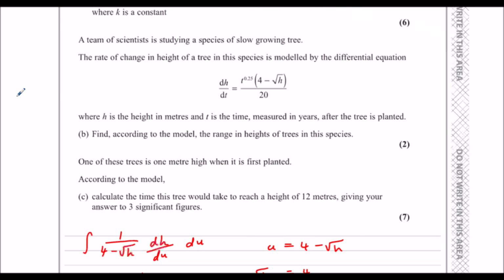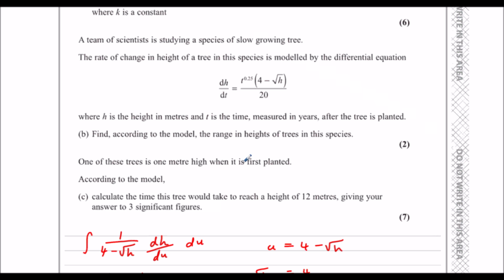So a team of scientists is studying a species of slow-growing tree. The rate of change, so dH/dt, in height of the tree is modeled by the differential equation given to us. So dH/dt is t to the power of 0.25 times 4 minus root h all over 20, where h is the height in meters and t is the time in years after the tree is planted. So according to the model, what's the range of heights?